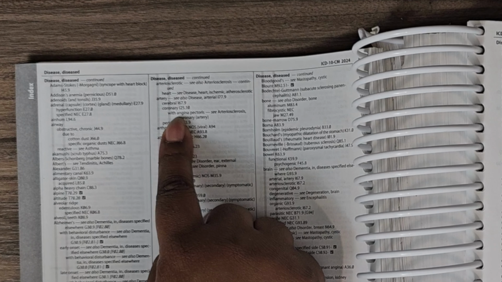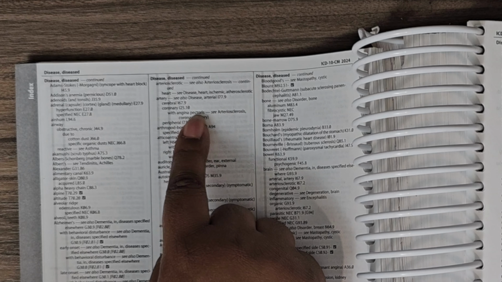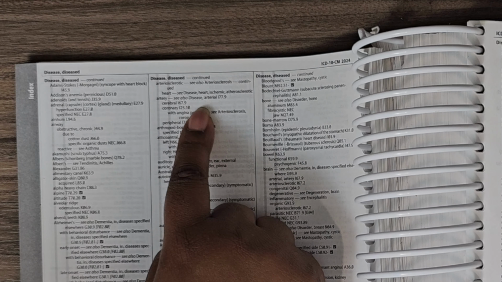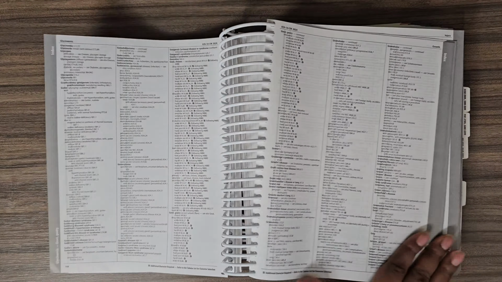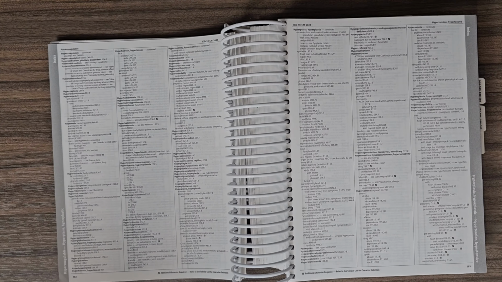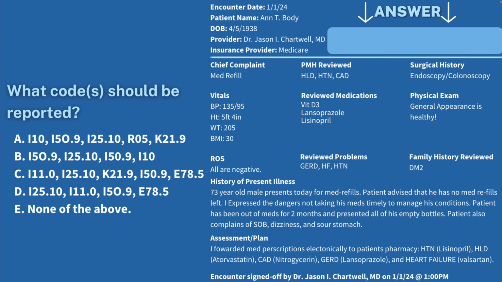Angina was not specified, so we're not going to be including angina. We're going to be coding I2510. Flip to the code level to read more about I2510, but we're not going to do that right now. So now that we have that, let's look up hyperlipidemia. So the code for hyperlipidemia is E78.5. The correct answer is D.